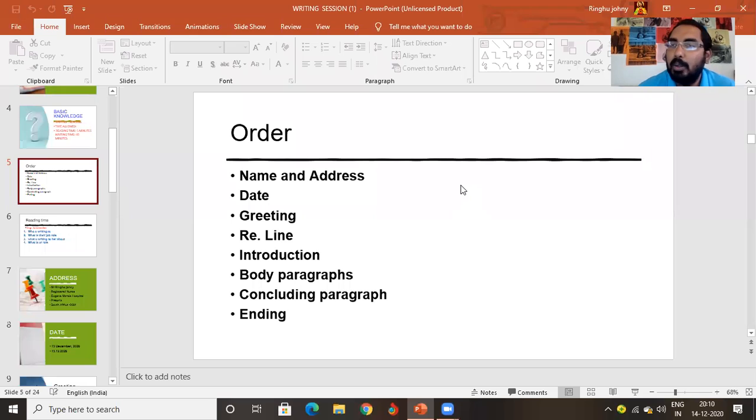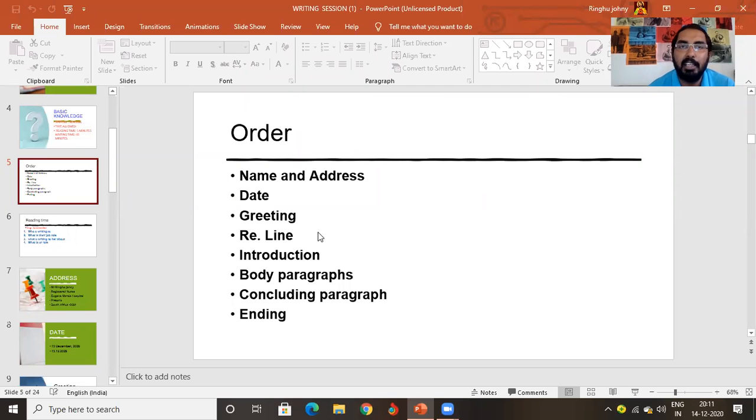First thing, what's the order of a letter? How to write a letter? What's the format? You can write in different ways, so I'm just explaining one way. The first thing is name and address. Second comes the date. Third comes the greeting line. Fourth, the reline. Reline means regarding. Then the introduction. After that, body paragraphs, concluding paragraph, and the ending.